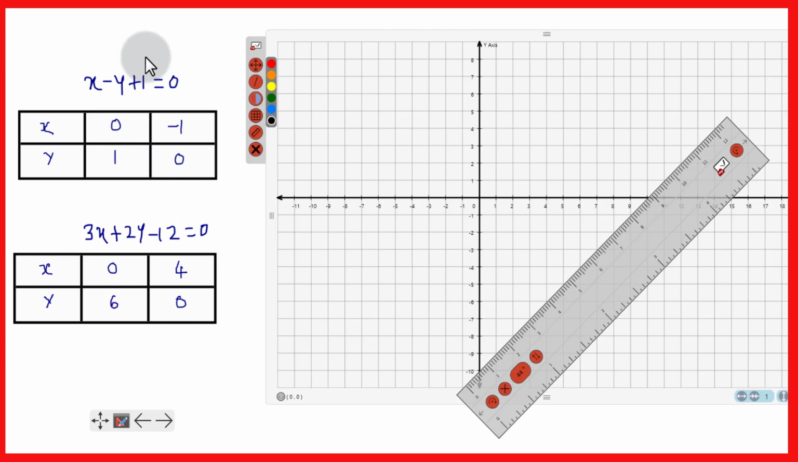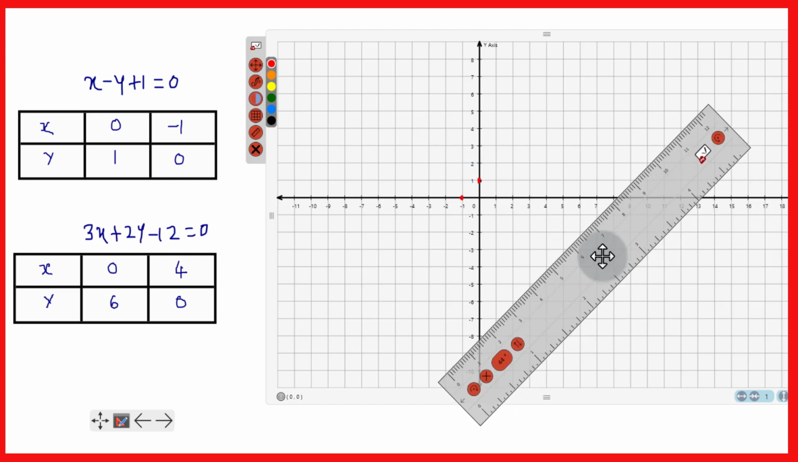Now we will plot the graph for this equation. So for x coordinate 0, y coordinate is 1. So here will be that point. I take a red color so it will be a little bit visible. So this will be the point 0, 1. And then next is minus 1, 0. So minus 1, 0 will be the point here.